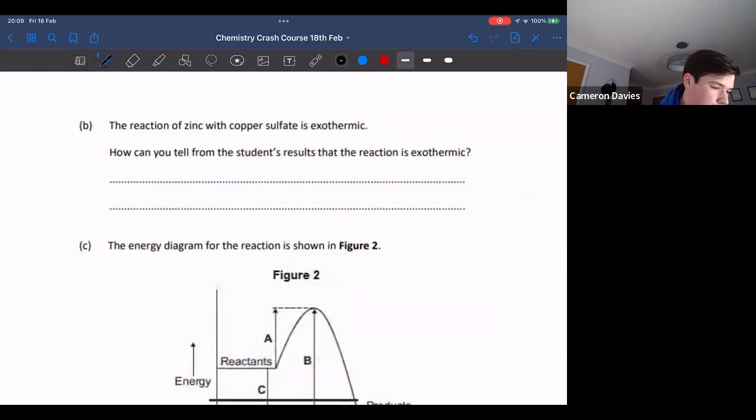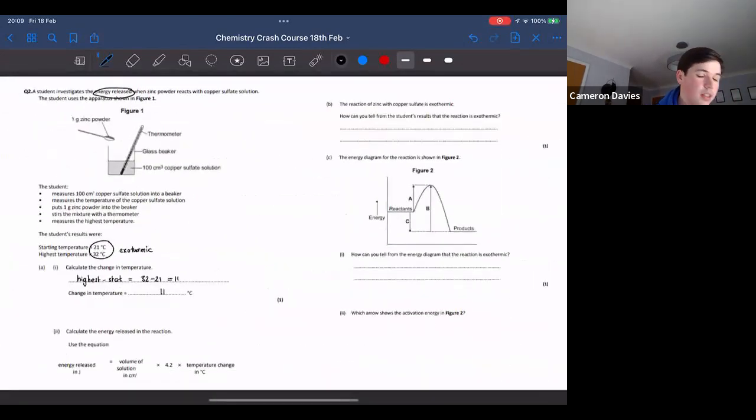For the second part, it tells us that it's exothermic, but we already knew that. It says, how can you tell from the student's results that the reaction is exothermic? So that's asking us to explain why we've decided that it is exothermic. As I said, it's because we start at 21, but at some point in the reaction we reach 32 degrees. So the reaction temperature must be increasing.